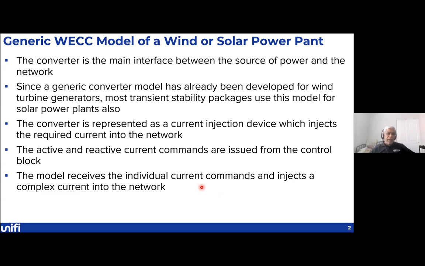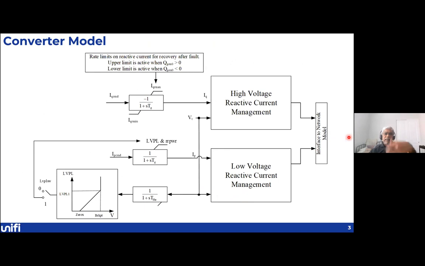In these early models, the converters were largely represented as current injection devices, which would inject the required current into the network. Behind this framework, the active and reactive current commands are issued by appropriate control blocks. The model receives individual current commands and injects a complex current into the network. This was the basis, and this is the framework which is described here.